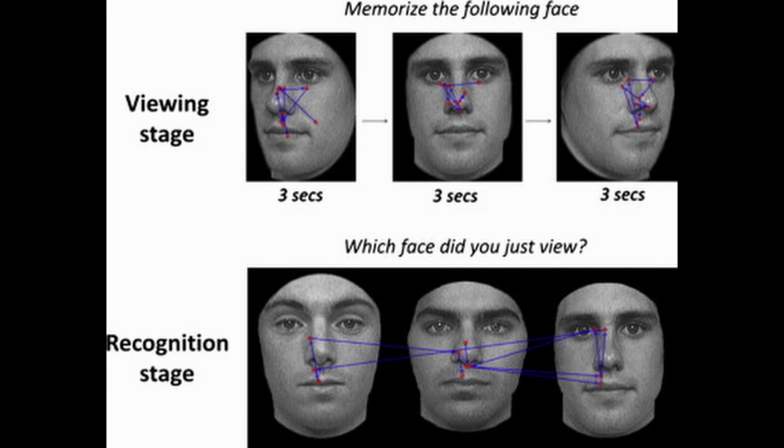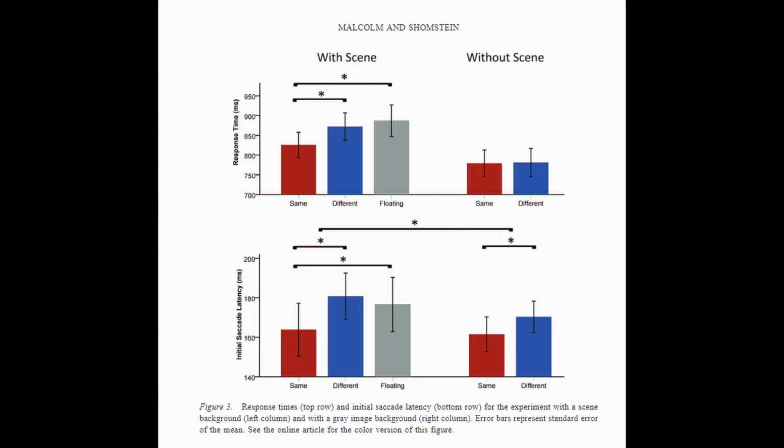Key findings. 1. Object-based advantage. Participants were significantly faster in both response times and initial saccade latencies when the target appeared on the same object as the cue. This suggests that when attention is focused on an object, the entire object benefits from enhanced attentional processing.